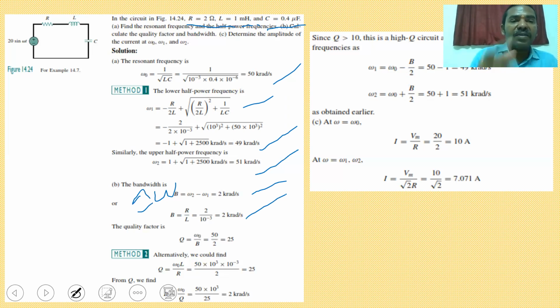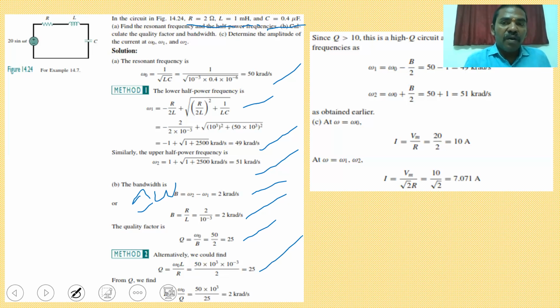Then your next question is the quality factor. So quality factor Q naught is equal to omega naught divided by bandwidth. So the omega naught value is 50 into 10 power 3 divided by 2 into 10 power 3. So finally you can get 25 as your quality factor. Or you can go for L omega naught by R or 1 by C omega naught R. You can get 25 only. There is no change.